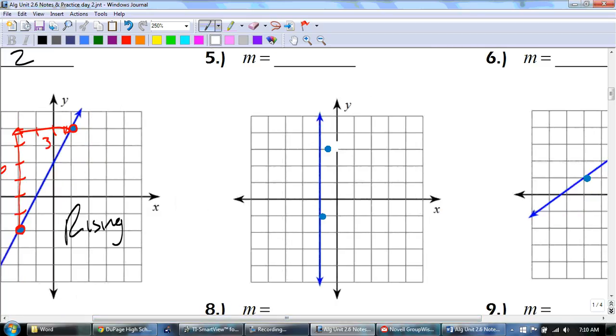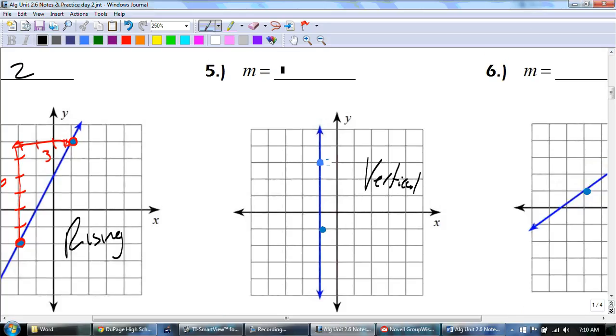Sorry about number 5. We're having technical difficulties right there, but our point is right here. Now, this is a vertical line. All vertical lines have an undefined slope. So you should know that just right away. Now, if you want me to prove it, here we go.